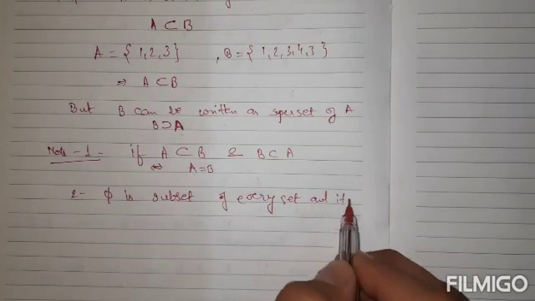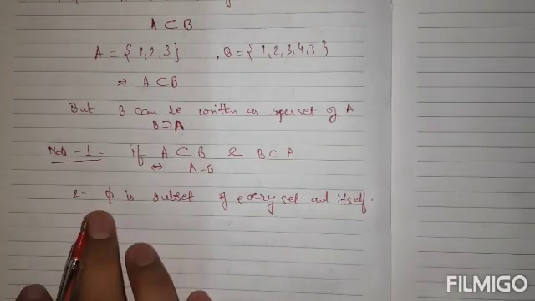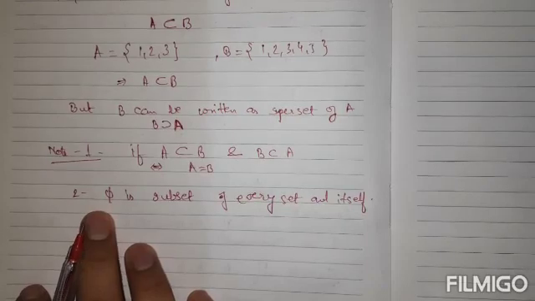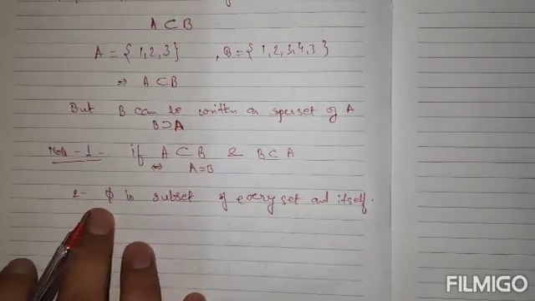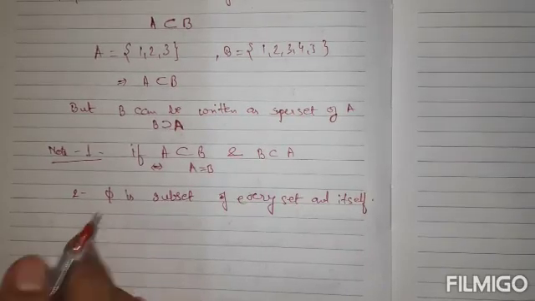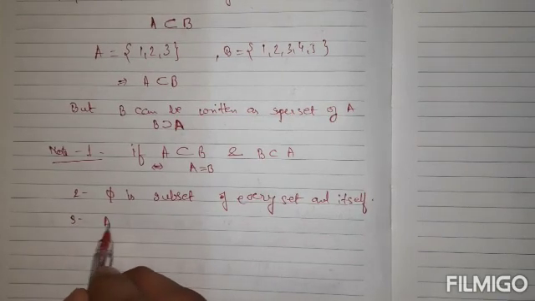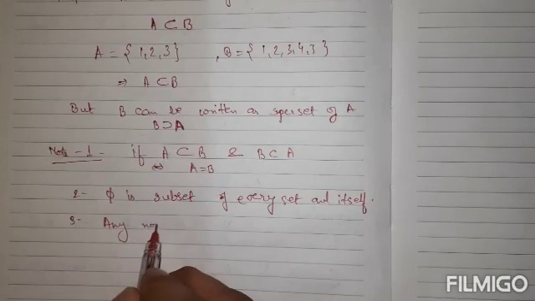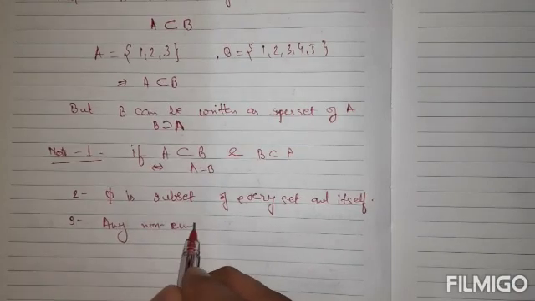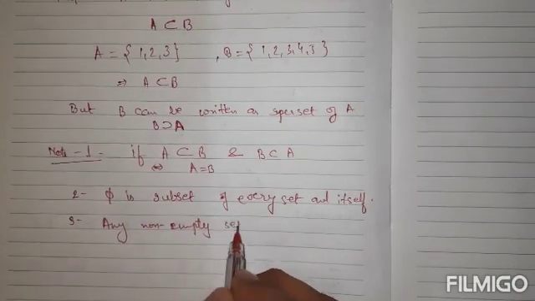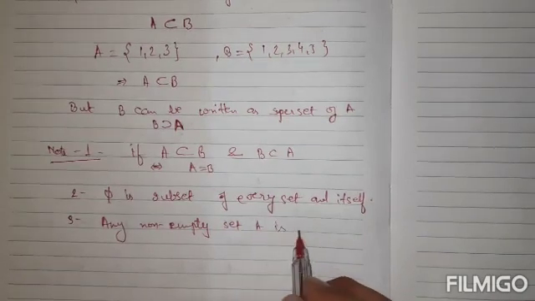and itself. Means phi is the null set, but it is a subset of every set, any finite or infinite set. Third one is any set A, any non-empty set A is a subset of itself.